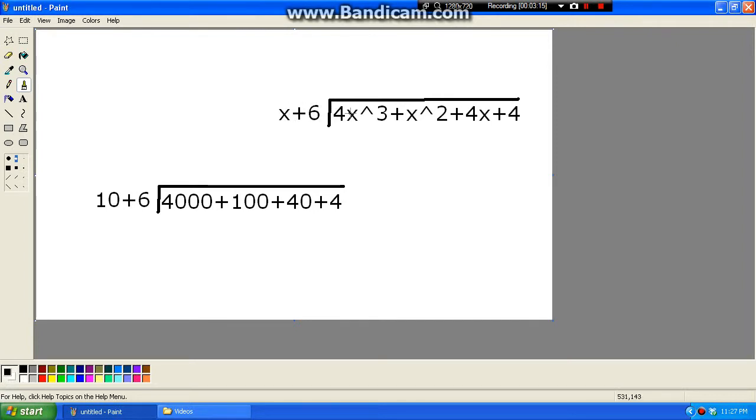x plus 6 goes into... How many times does x plus 6 go into 4x cubed? I don't know. And yeah, I just don't know. Okay? That is a problem. What we do is we make sure we only take the most significant term. So x in this case, or 10 in this case.